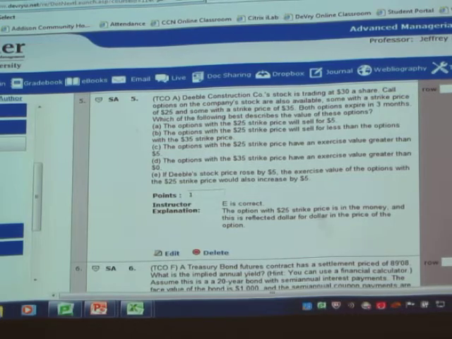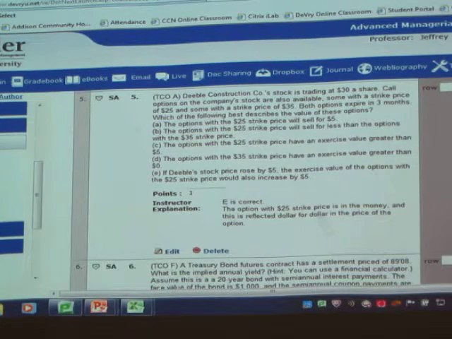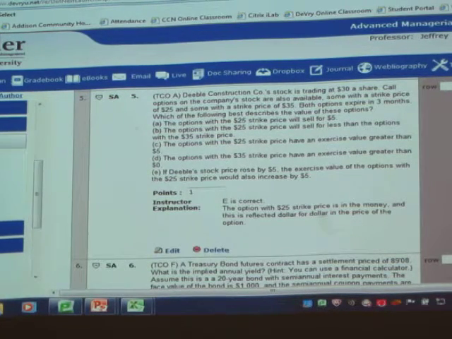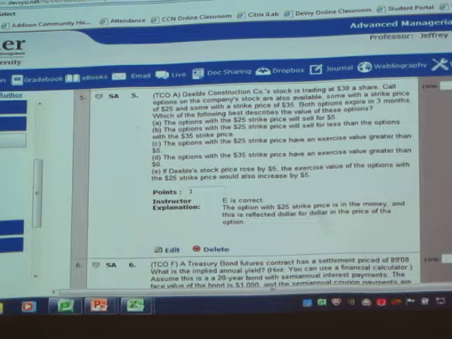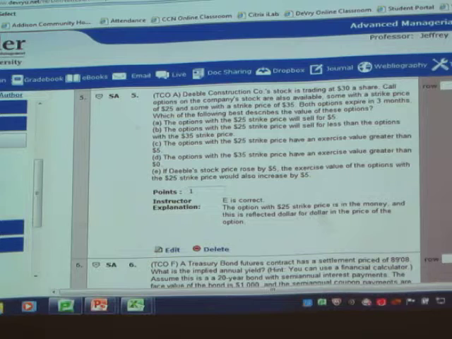What about B? The 25 strike price will sell for less? No, it's going to sell for more. The lower the strike price, the higher the intrinsic value. The options with the 25 strike price have greater exercise value than $5. The option with the 35 strike price has exercise value greater than 0. No. E: if the stock price rose by $5, the exercise value of the options with the 25 strike would also increase by $5. That's true too. For this problem, the way they word it, I'd have to take A or E as being correct.